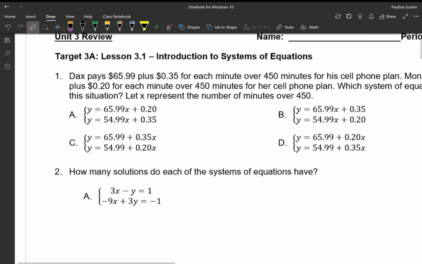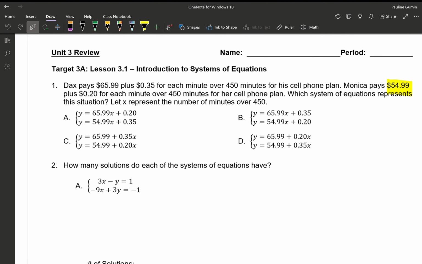Alright, let's get started. Dax pays $65.99 plus 35 cents for each minute over 450 for his cell phone plan. Monica pays $54.99 plus 20 cents for each minute over 450. Which system represents this situation? And let's have X represent the number of minutes over 450.